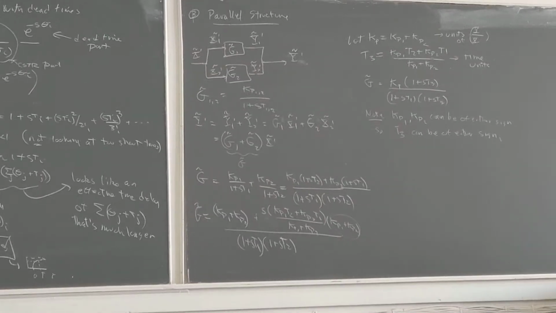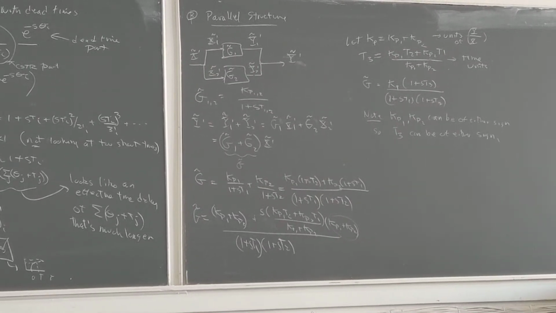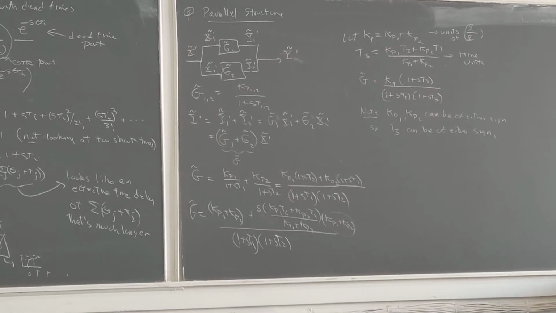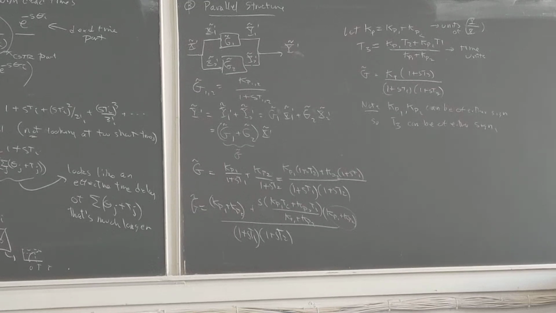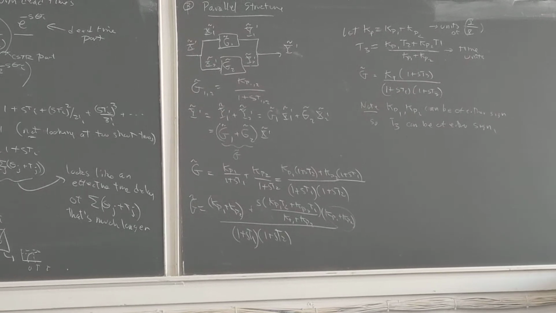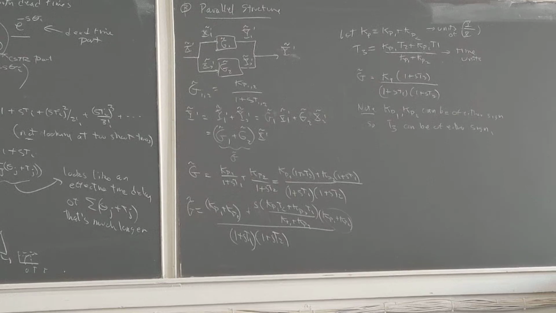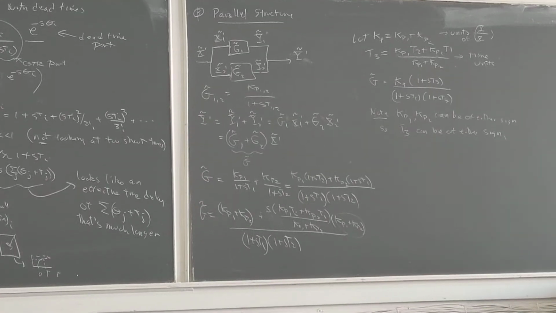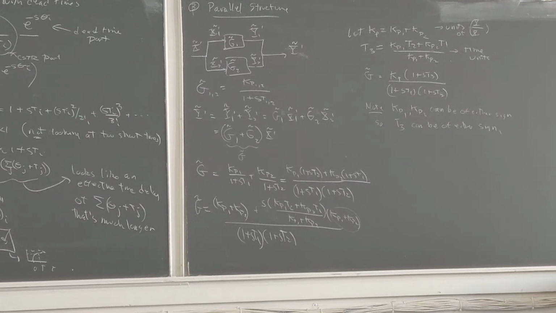If you look at lines 5, 7, 8, 9, 10, look at those lines. You notice in the numerator there's a 1 plus A s over some polynomial denominator.